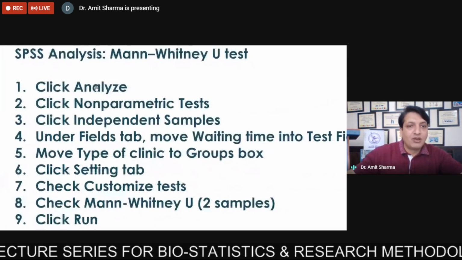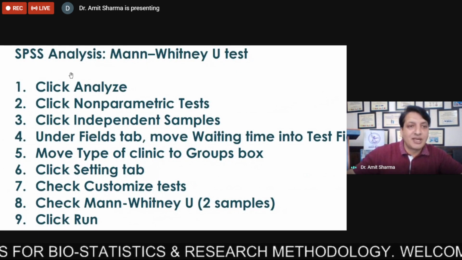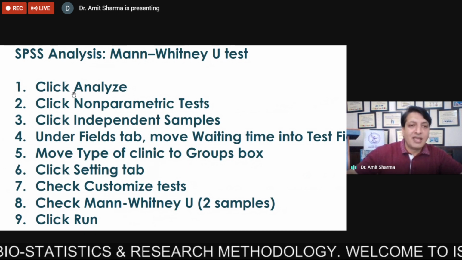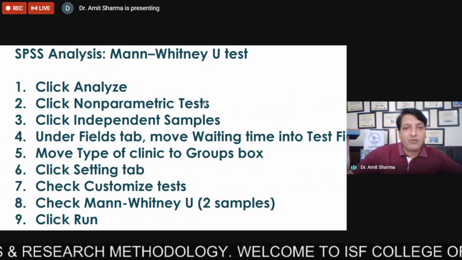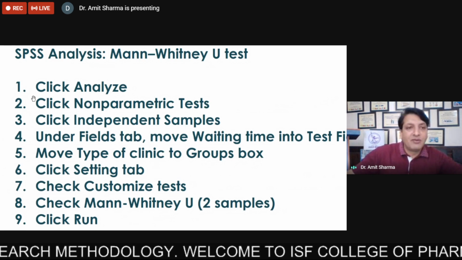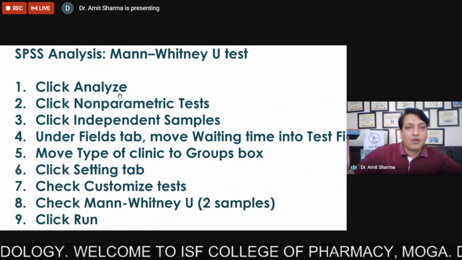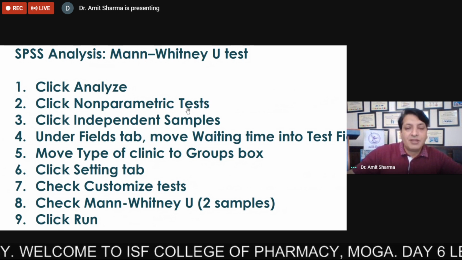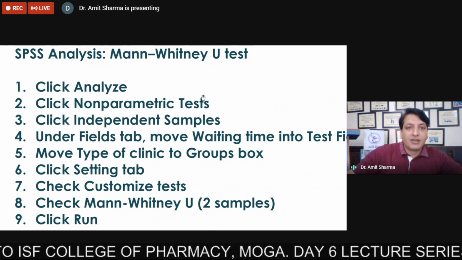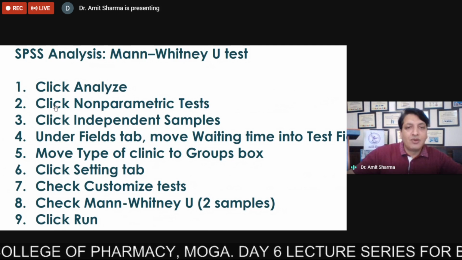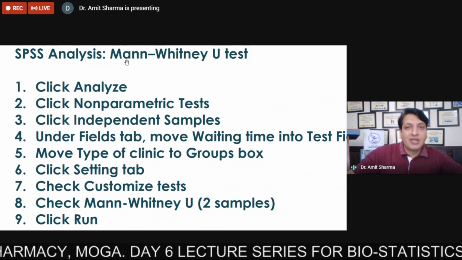First of all, you have to click on Analyze. Analyze is the command whenever you are going to apply any statistical test in SPSS. And as you know, it's a non-parametric test, because the data which we found for the dependent variable was not normally distributed. The distribution is not normal for the waiting time. So we have chosen to apply the non-parametric test for this case, and we know that we have only two categories. So for that reason we have chosen the Mann-Whitney test.